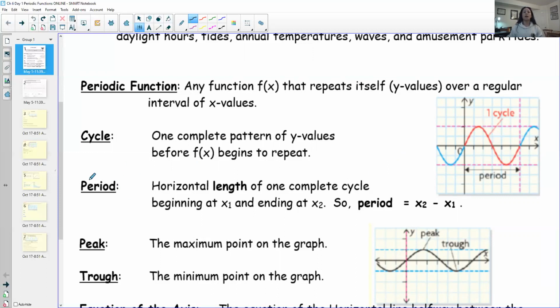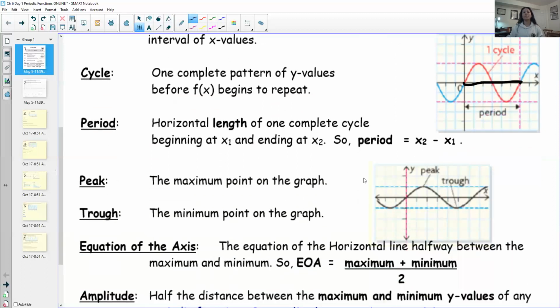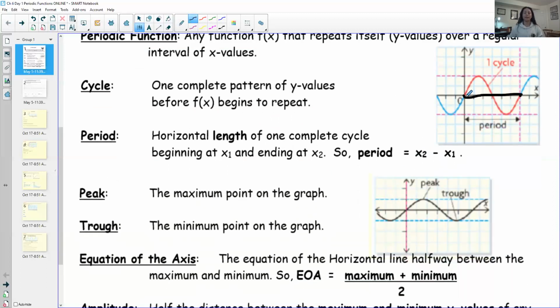Now, the period of a function is the horizontal distance. It's how long it is. So if we were to start at x equals 0 and go, and let's say these went up by ones, 1, 2, 3, 4, 5, 6, and stopped there, this right here is the distance of our period, or the period of the function. So this would have a period of 6 units in our case, right? So the cycle is the actual pattern and the period is the distance. Now, yes, there are formulas, right? x2 minus x1 to get it, guys. It's just how long it is.